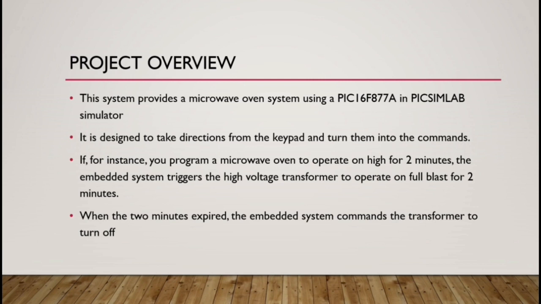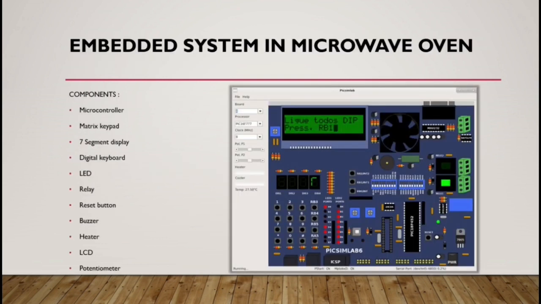We have designed the project to take the directions from the keyboard or keypad and turn them into commands. For instance, the microcontroller is programmed to operate for 2 minutes. The embedded system triggers the high voltage transformer to operate on full blast for 2 minutes. When the 2 minutes expire, the embedded system commands the transformer to turn off automatically.